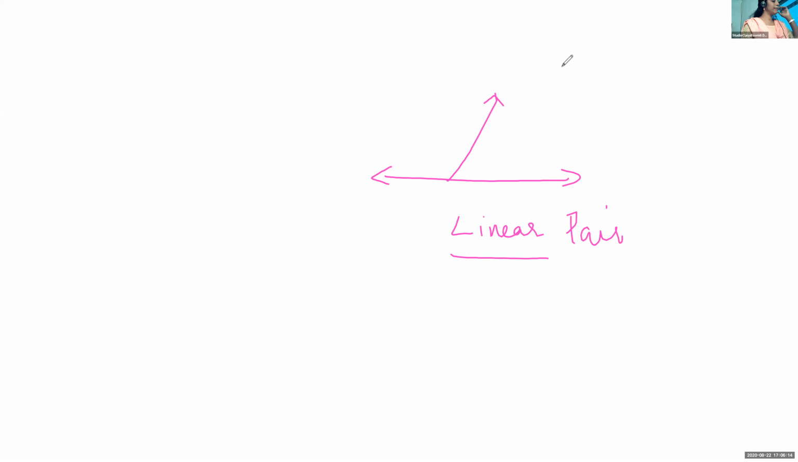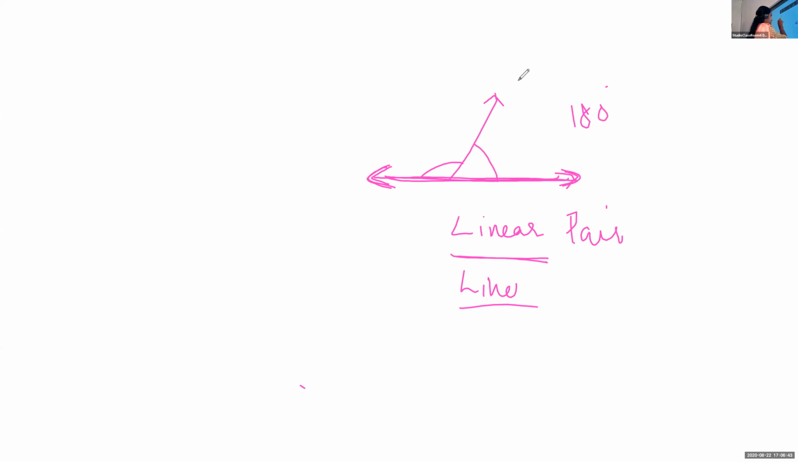Both side angles, if we add, we'll get 180 degrees. Very good. Linear pair means it came from the word line, a straight line. And when you add these two adjacent angles, what answer will you get? 180 degrees. That means these are supplementary angles.